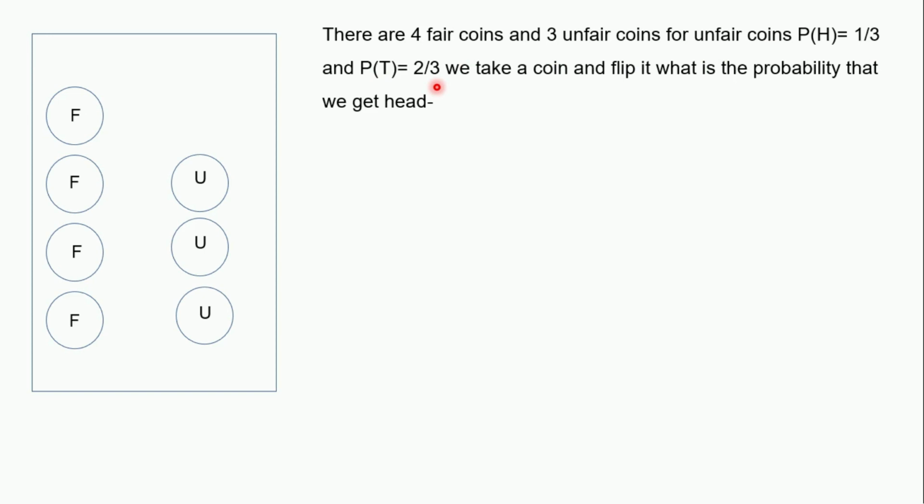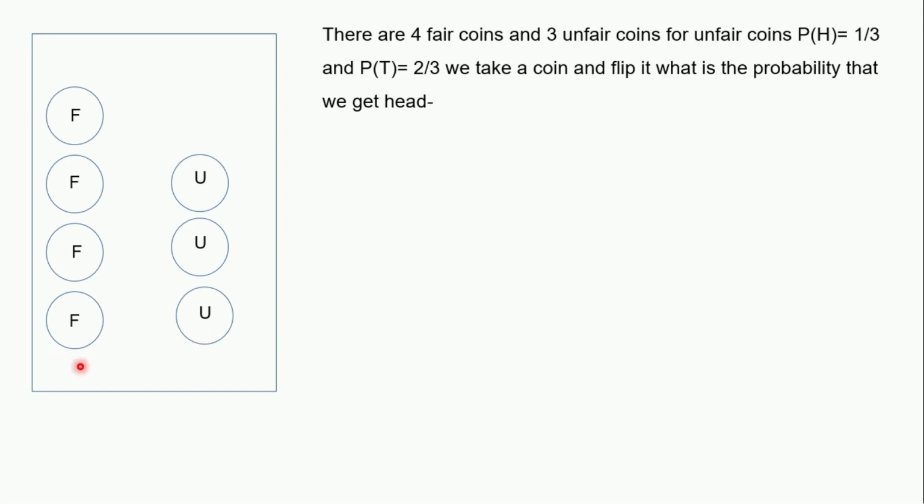Because we already know for fair coins the probability of head and tail equals 1 by 2, they are separately given the probability of head and tail for unfair coins, because unfair coins definitely do not give fair results. And the question they are asking is: we take a coin and flip it, what is the probability that we get head? For this question we can either flip a fair coin and may get head, or we can flip an unfair coin and may get head.